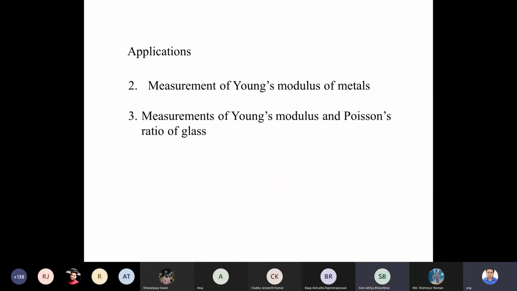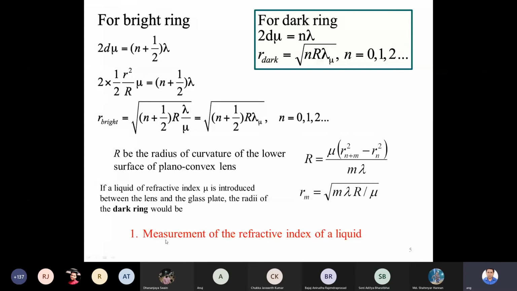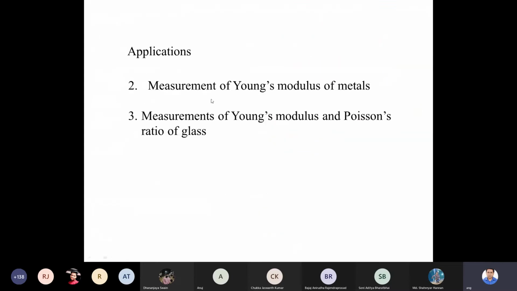Okay, sir, understood. So, applications of the Newton ring. One application, as I told you, is to measure the refractive index of an unknown liquid between the lens and the glass plate. You can also find the radius of curvature of the lens. Another application, in industry, is to find the Young modulus of a metal or the Poisson ratio.